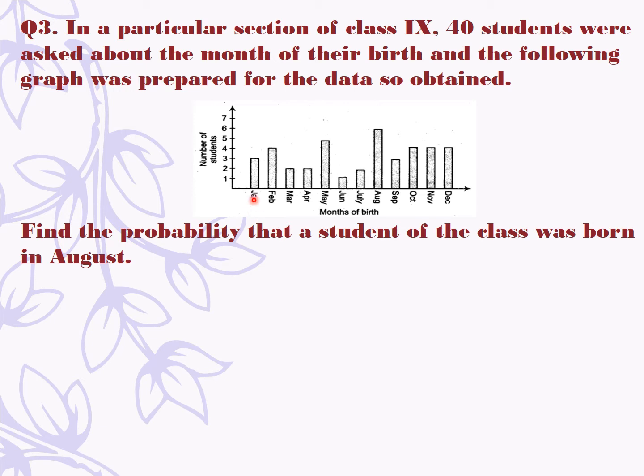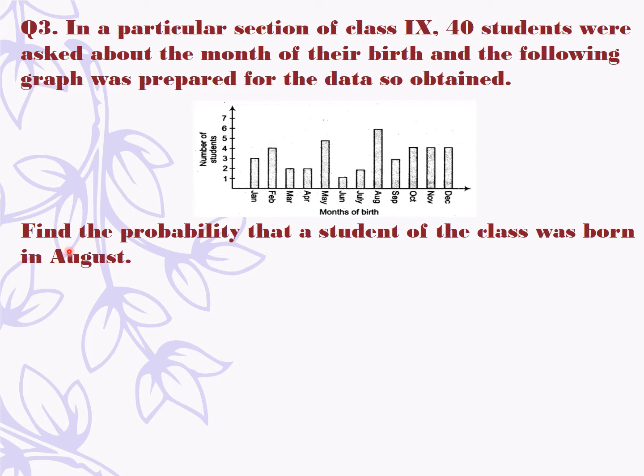From the first bar we can see that in the month of January 3 students were born. In the month of February, 4 students. In the months of March and April, only 2 students each. In the month of May, 5 students, and so on.